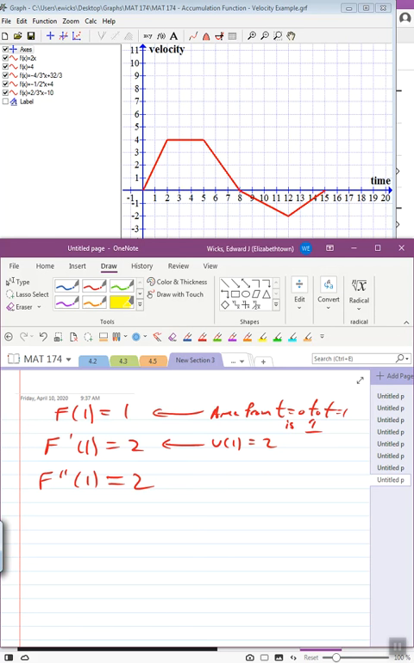Okay, Ethan says 2. Does everybody see where he's getting that from? It's not the same reason that one's a 2. This one was a 2 because f prime of 1 is v of 1. Okay, why is that one? Because we're saying f prime of x is v of x. So that means if I ask you what f double prime of x is, what should that be? It should be little v prime of x.